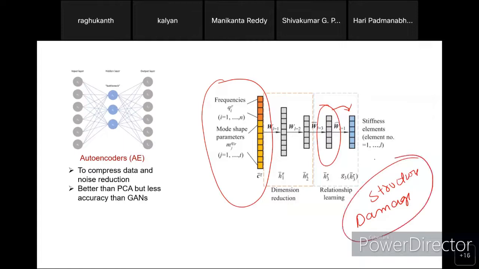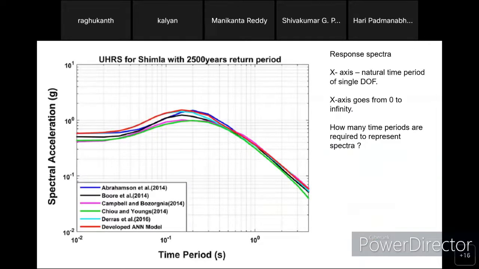So these papers are available. You can see them on the internet also. Now, anyway, coming to our earthquake data set. What we are trying to do here is, this is a response spectra, okay?